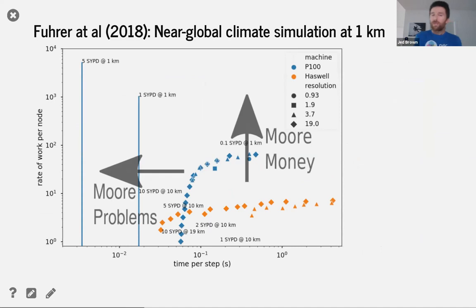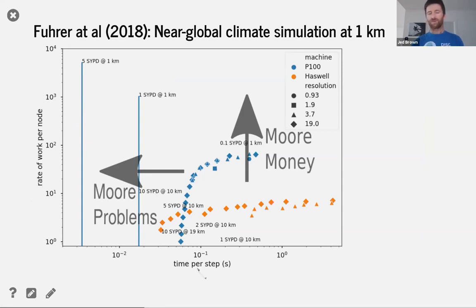And so this is really important. This contrast is quite fundamental. So a different project, this is from a Swiss group, they rewrote their whole climate simulation setup for GPUs, and they claimed a lot of success. But if you put it on a chart here, basically this is the rate of work per node, so it's kind of a measure of efficiency or throughput of using the hardware.